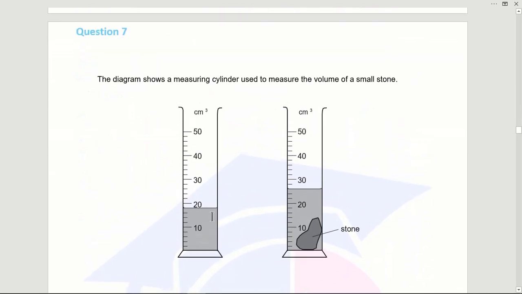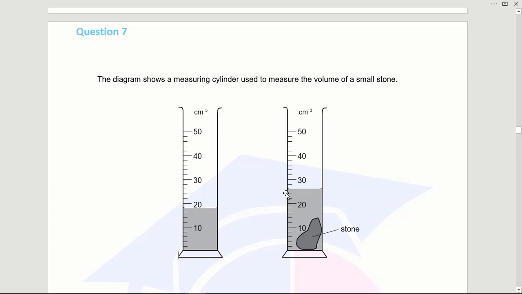Here it is quite easy. The diagram shows a measuring cylinder used to measure the volume of a small stone. So you have to find here the level without stone. For example, here you can see it is 10, but see each line is not representing 1. Here 2, 4, 6, 8 and then 10. It means each line represents 2. So 12, 14, 16 and 18. What's the reading here? 18.